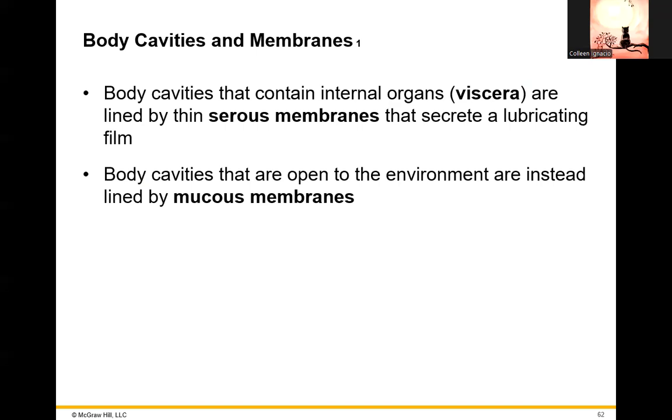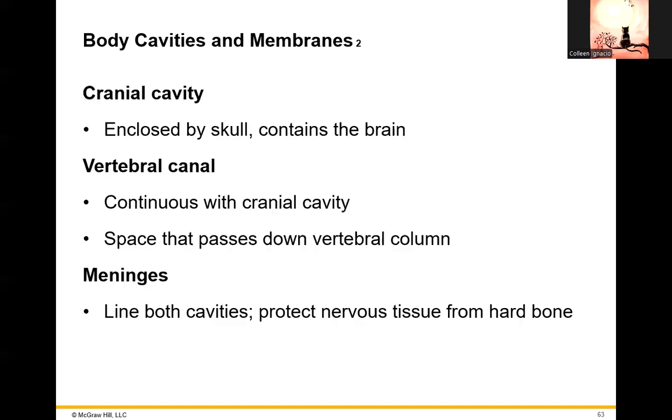Now, I will tell you that the stomach does have a mucus lining because that thick mucus in the stomach actually prevents any tearing down of that stomach lining by the acid that lies within the stomach. But we'll talk about that more when we get to the digestive system.